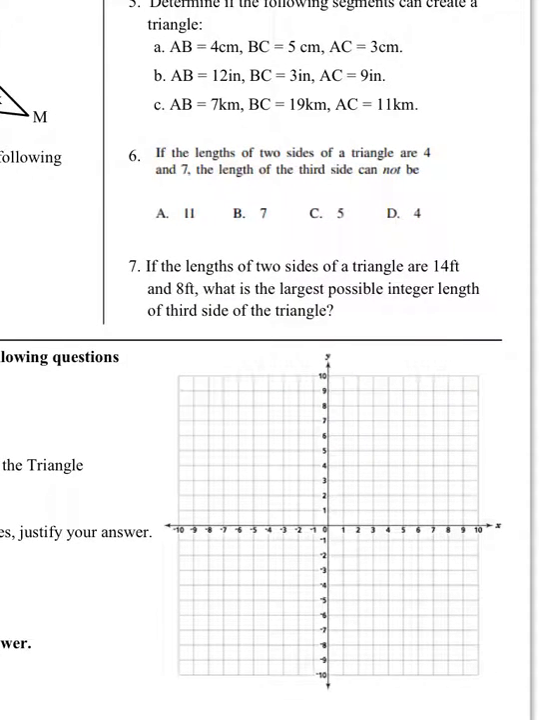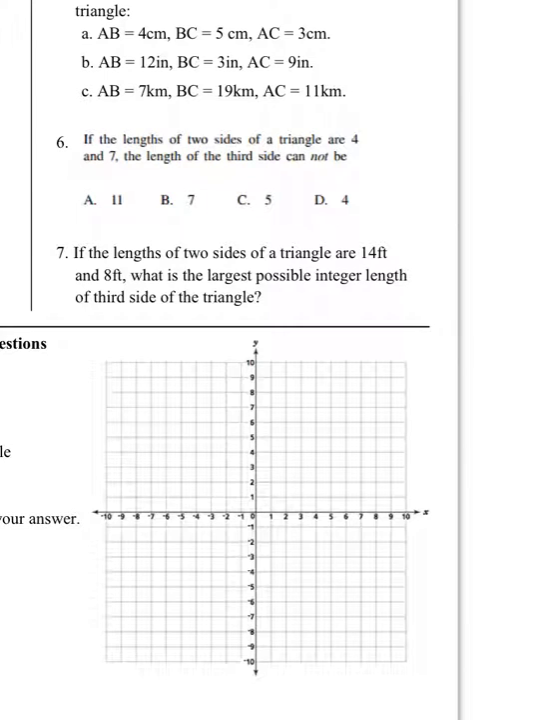Number 6, if the length of two sides of a triangle are 4 and 7, then the length of the third side cannot be what? So remember, if you're given two sides of a triangle, to find out what the third side could be, it's not one number, it's a range of numbers. It's between two things. You add and subtract the numbers to figure that out. 4 and 7 is 11, that goes up here. 7 minus 4 is 3, that goes at the back.